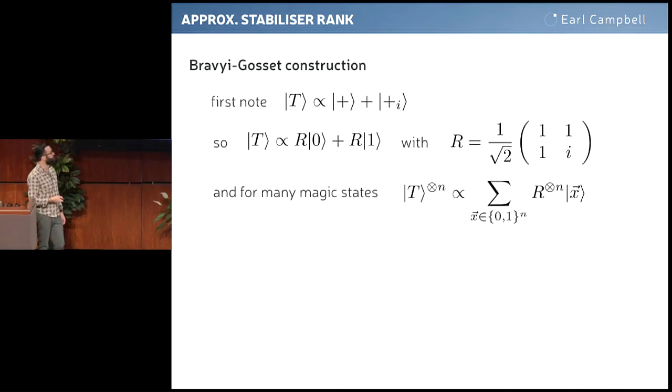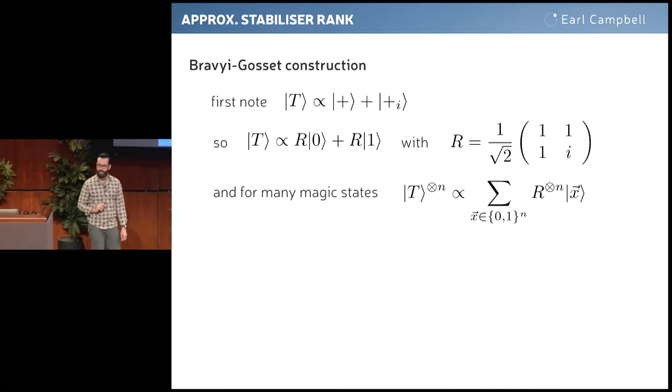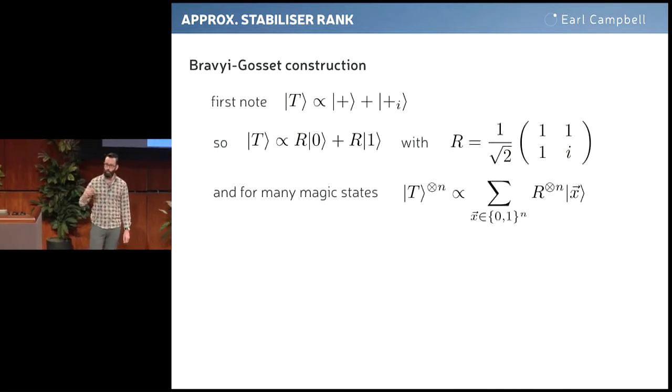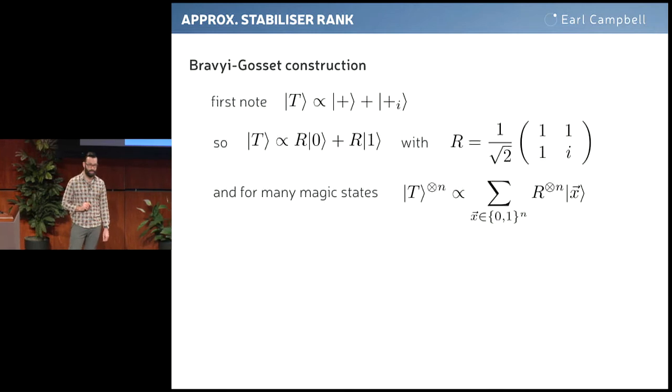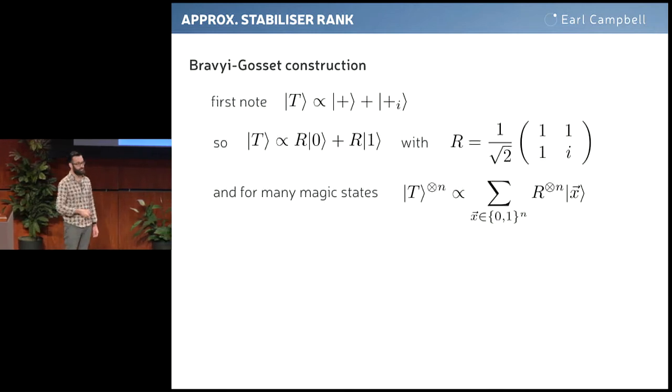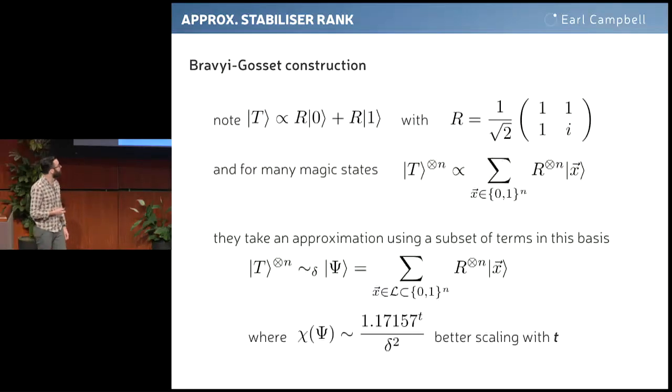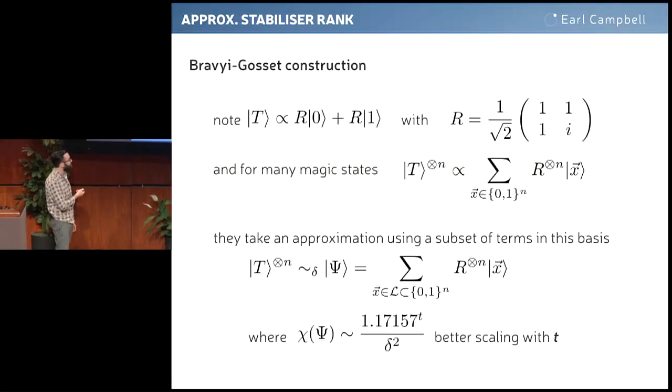Two different equatorial states. And the reason why we write it that way is that it allows us to write many, many copies of the T state as a superposition over all of these vectors x, so x goes over all possible binary strings of the right length, but multiplied by tensor products of this operator R. So once you've written it in that fashion, the approximation is simply to take some subset. Actually, what they do is they take a linear subspace of all possible binary strings and sum over just those terms.